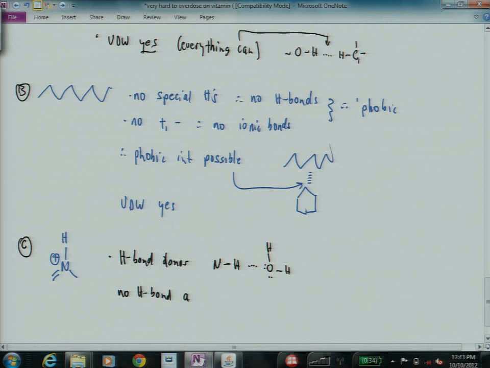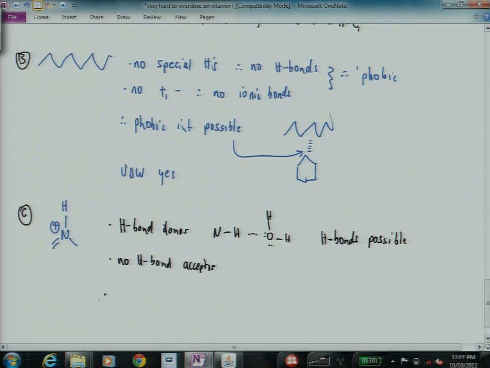What about ionic? Yes. Plus charge. So you could do your N plus with its things connected to it, and it could make an ionic bond to some sort of oxygen minus attached to whatever, right? So ionic, possible.